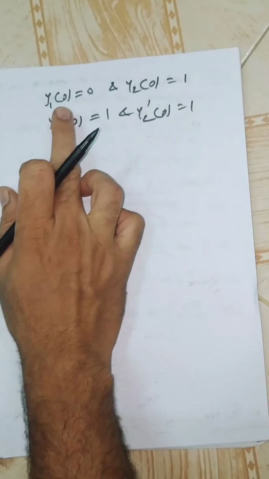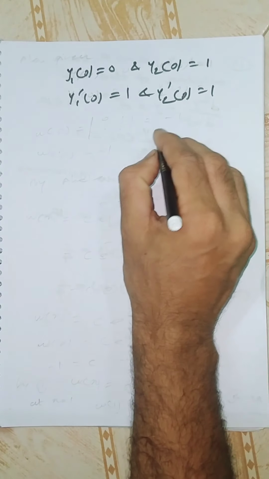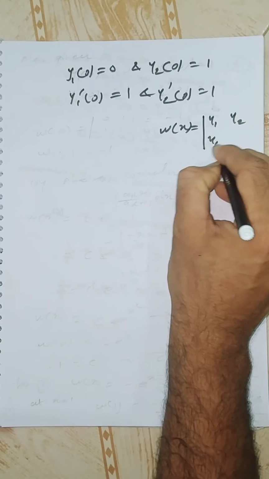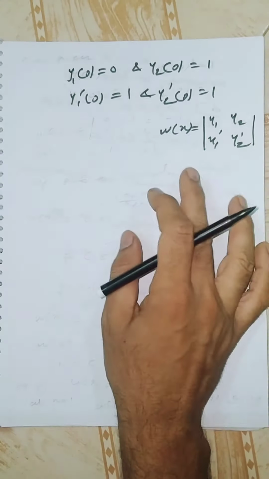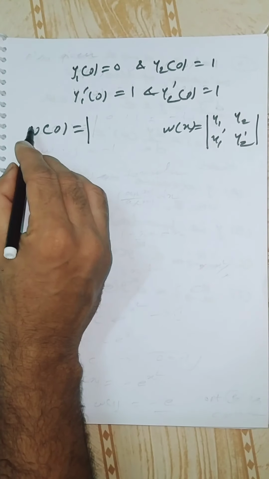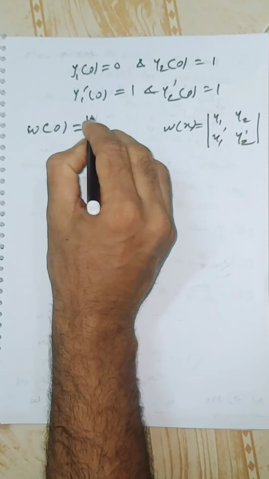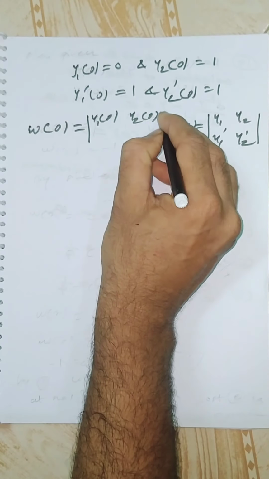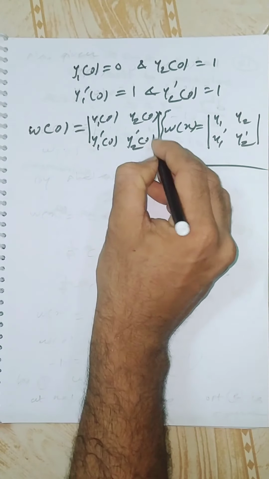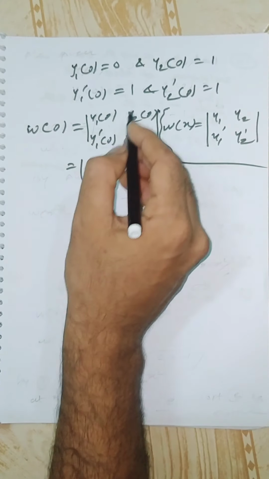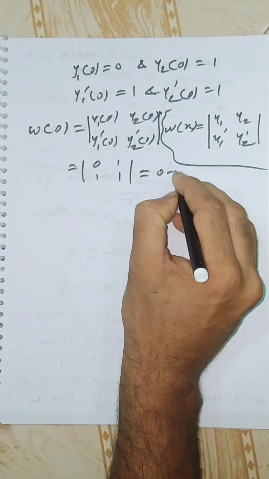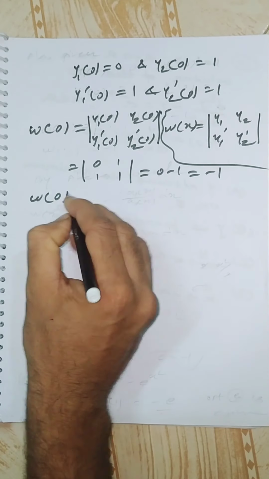Then Wronskian. So this Wronskian we know, the Wronskian function, that is, W of x equal to the determinant with rows y1, y2, then y1 dash, y2 dash. This determinant function is called a Wronskian. So now, W of 0, determinant. Wronskian at 0, nammal kuduthirukadala inge, so it is y1 of 0, y2 of 0, then y1 dash of 0, y2 dash of 0. Now substitute the values: 0, 1, 1, 1. So we are getting 0 minus 1, that is minus 1. So Wronskian at 0 equal to minus 1.